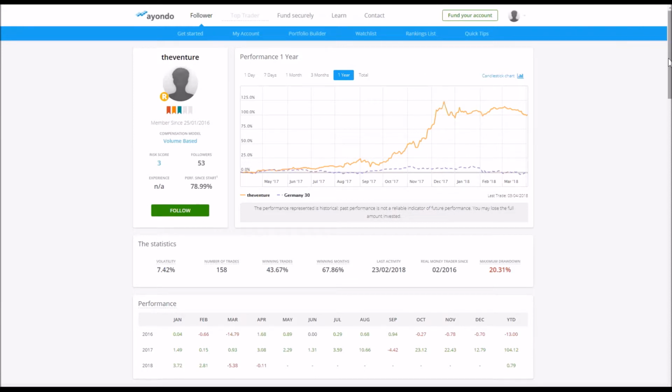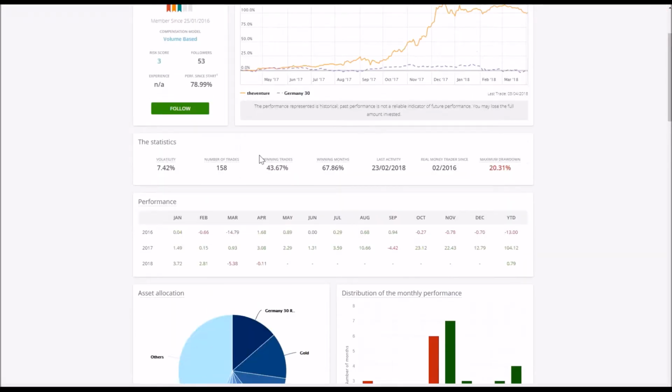But let's take a look at some of the numbers. We'll scroll down. So number of trades, 158 trades. Winning trades, 43%. Again, to me, that's no big deal that they've got less than 50% of the trades work out.